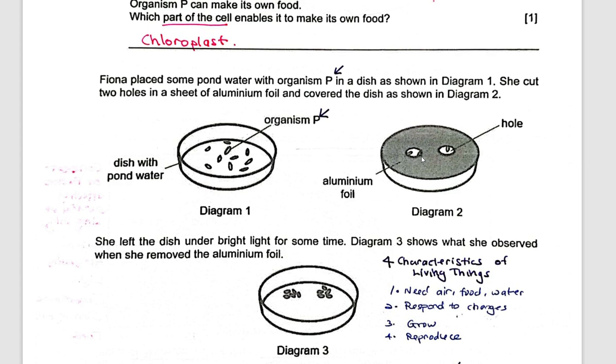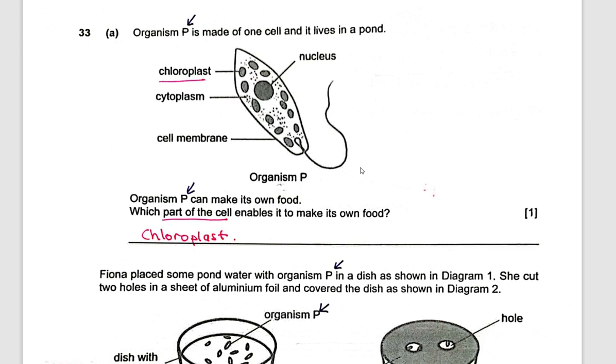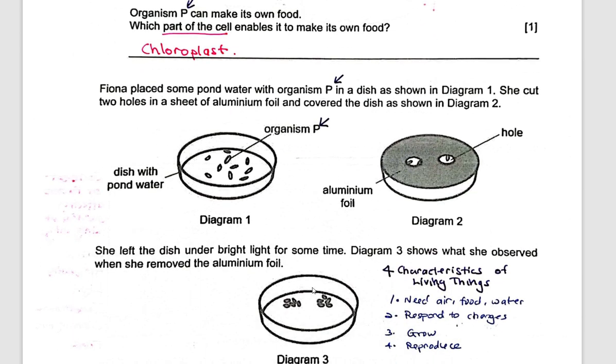But wait a minute, isn't it a plant? No, there's no mention it is a plant. It's just an organism. And it has no cell wall. But it has this little tail at the back that maybe allows it to flap around and move. And that's why this thing can move.